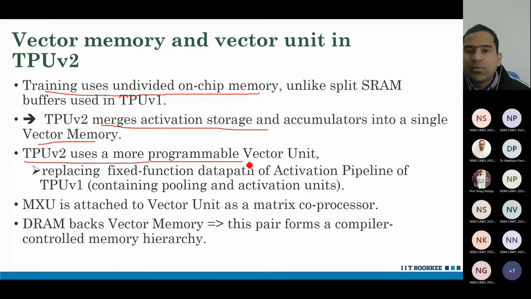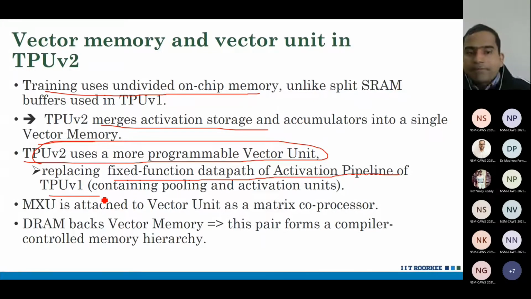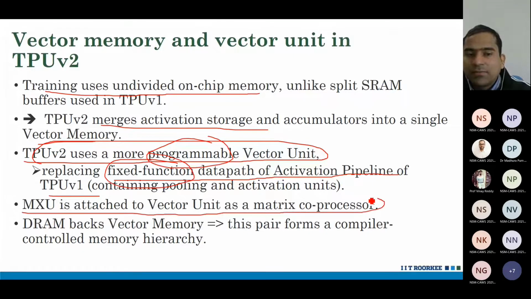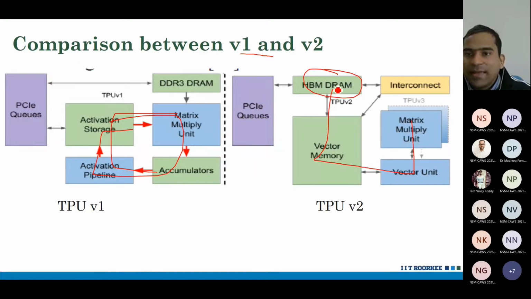TPU version 2 uses a more programmable vector unit, which replaces the fixed function data path of the activation pipeline of TPU version 1. So here it is programmable, and previously it was fixed function. The MXU is attached to the vector unit as a matrix coprocessor. Now DRAM backs this vector memory.